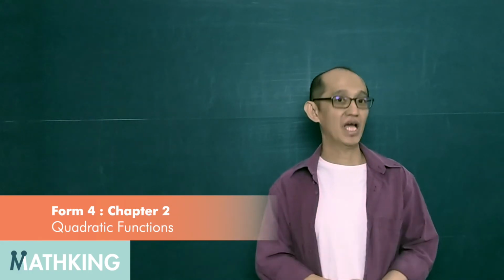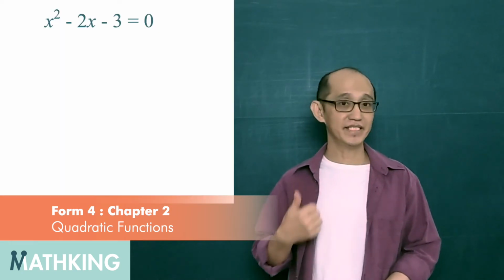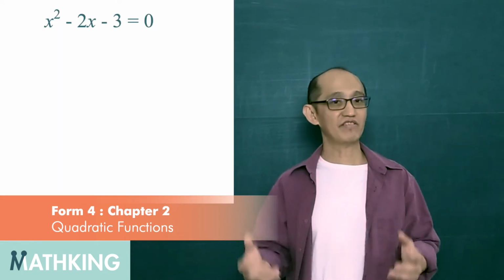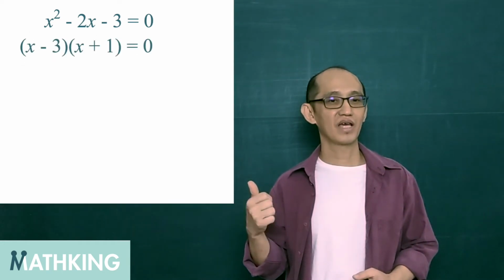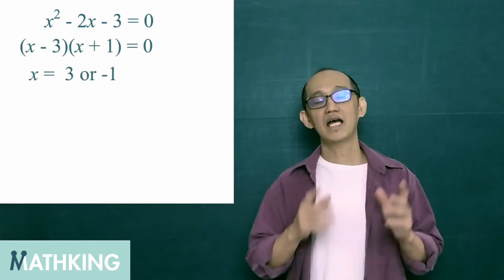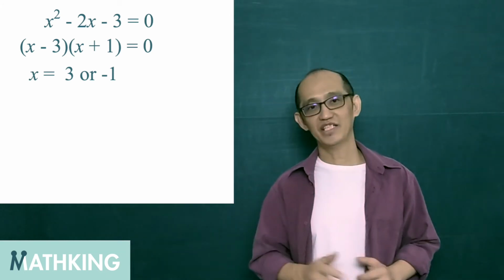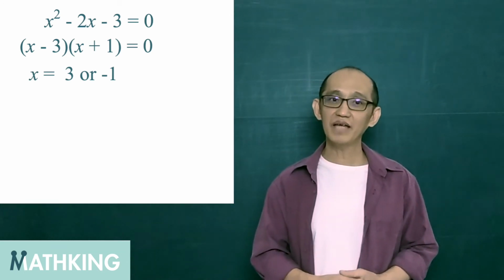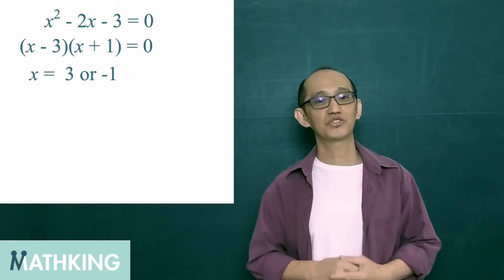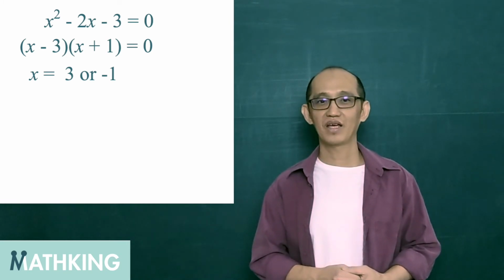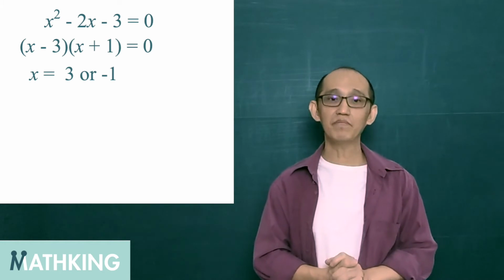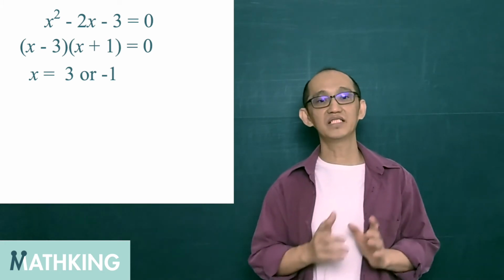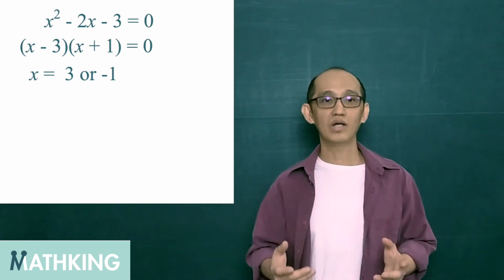We have learned that for a quadratic equation like this, we can factorize it, and we get this. X equals 3 or -1. We call them the roots of this quadratic equation. We can also get the roots of this quadratic equation by using the completing the square method or the formula method.